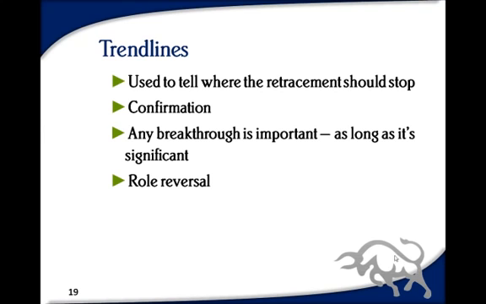Now, in the last part we talked about the role reversal of the support and the resistance lines. And in this example, the role reversal of the trend line means that if, for example, it's an uptrend and the price comes down through the trend line, when it comes back up again, it may just stop at that trend line and treat it as a resistance.